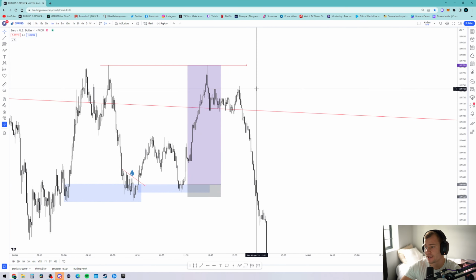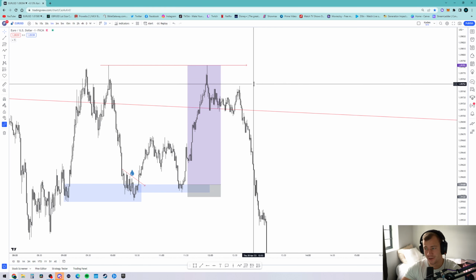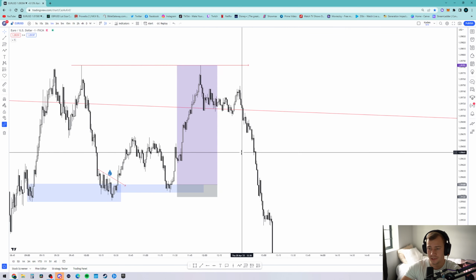Could you potentially find a sell here? No, I would not enter a sell here at all, because I just did a buy. Why must I enter a sell? I'll sit on my hands.